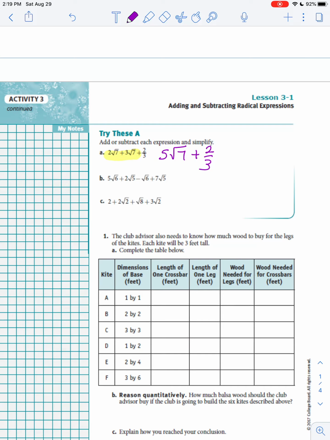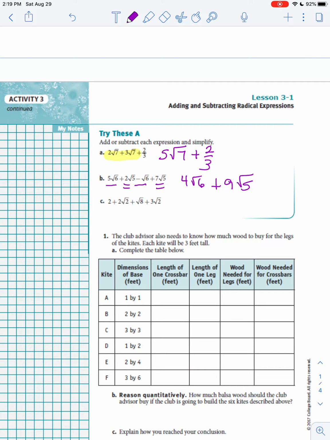Okay, and in part B, we have some more like terms that I see. I see a 5 root 6 and a minus root 6. Really, that's minus 1 root 6. So 5 root 6 minus 1 root 6 would be 4 root 6. Okay. Then I have 2 root 5 plus 7 root 5. Together, I can make that 9 root 5. Okay, so 4 root 6 plus 9 root 5 would be our final answer.